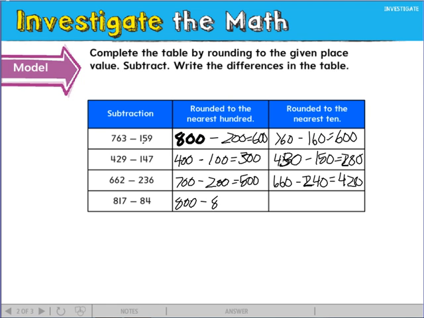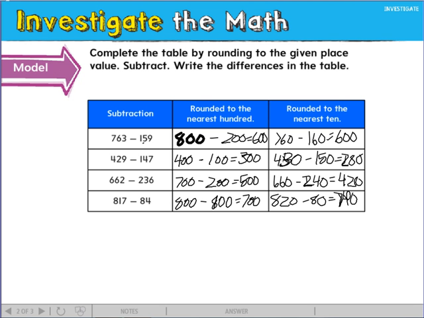And the last one we have 800. Subtract 100, which equals 700. And I know I'm standing in the way for some of you. I will show you in just a second. And to the nearest 10 is 820. 820. Subtract 80, which equals 740. 740.